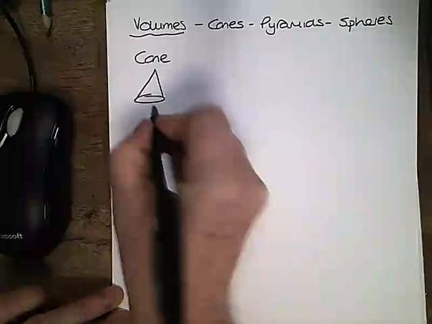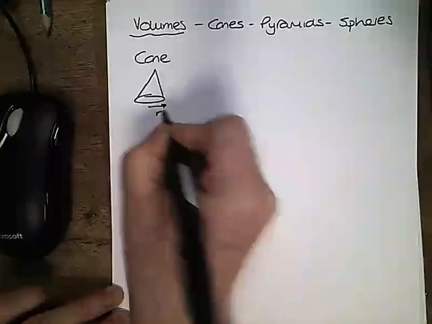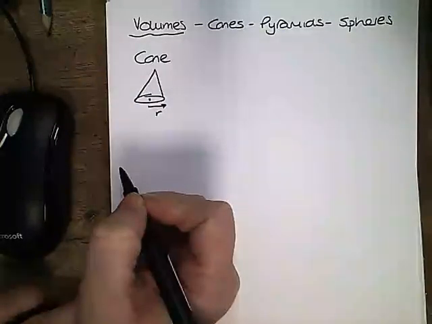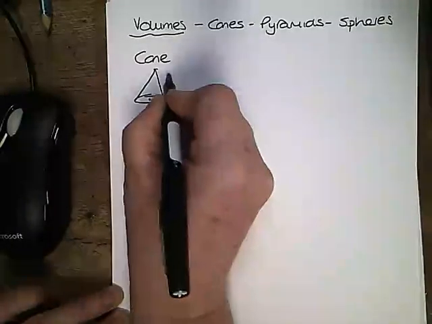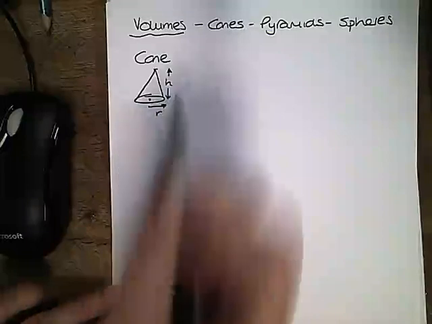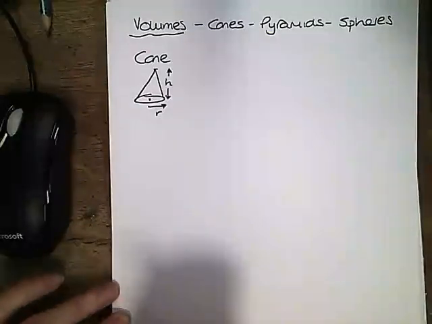it's got a circular base with a radius r and a height that goes from the centre of the base up to the top, and that's the height. It's the perpendicular height from the base to the top of the cone.